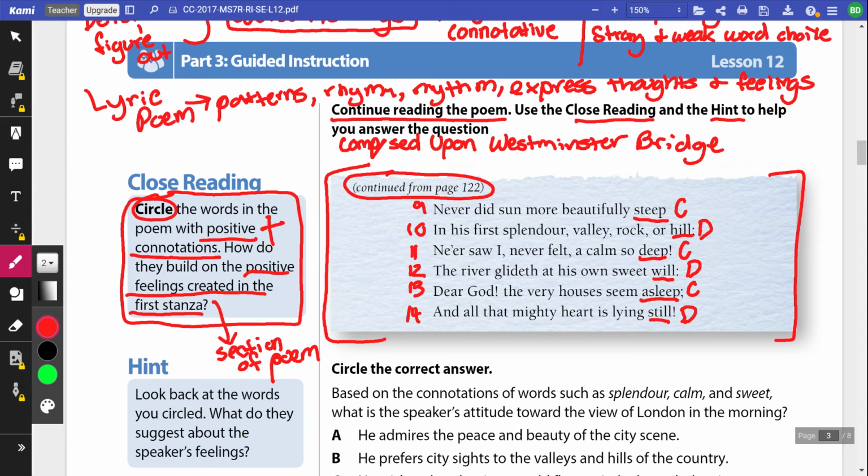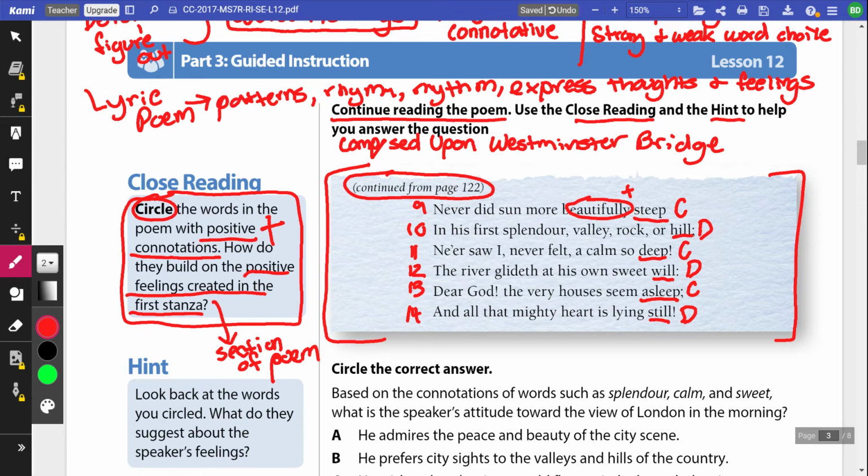Okay, so hopefully you circled a few things as we were reading. So I'm going to go back through and tell you what I circled. So in line number 9, I circled the word beautifully. Beautifully has very strong positive connotation. If something is beautiful, usually we like it. It's pretty. We want to look at it. If it's beautiful, it gets a thumbs up.